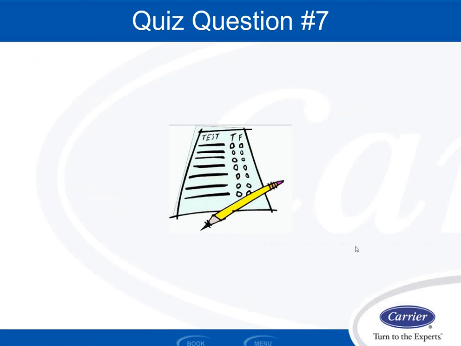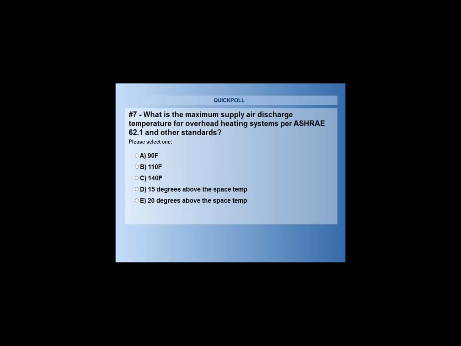All right, what is the maximum supply air temperature for overhead heating systems per ASHRAE 62.1 and other standards? Your choices are 90 degrees, 110 degrees, 140 degrees, 15 degrees above space temp, and 20 degrees above space temp. I'll look at some questions while you guys are answering that.